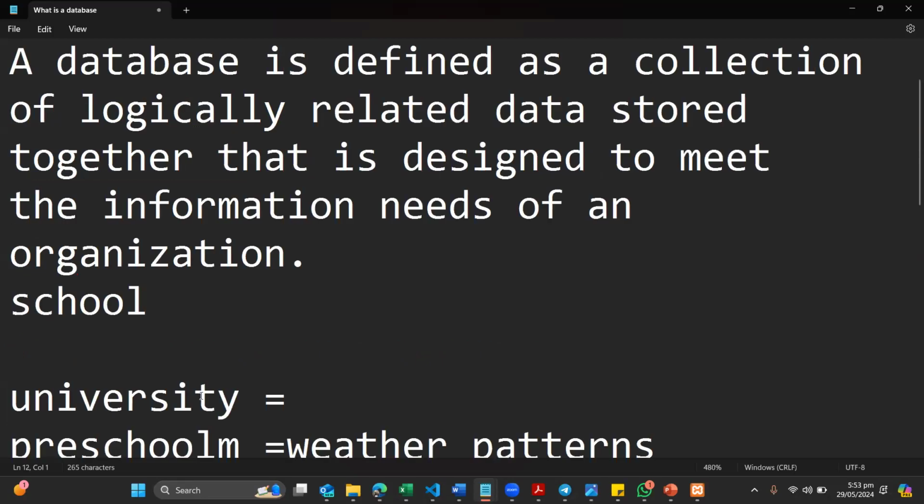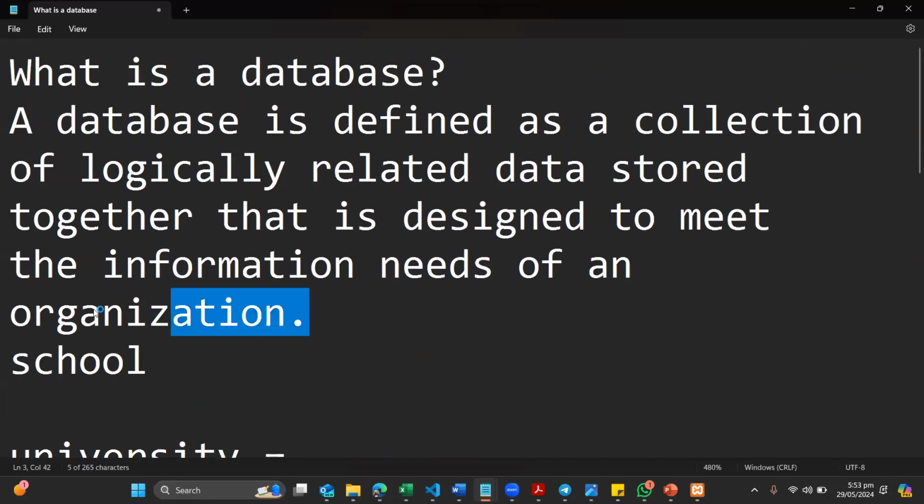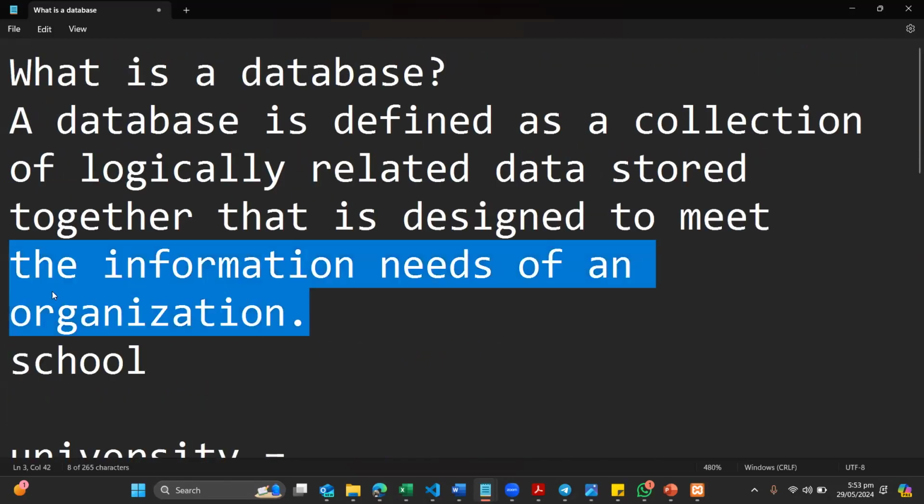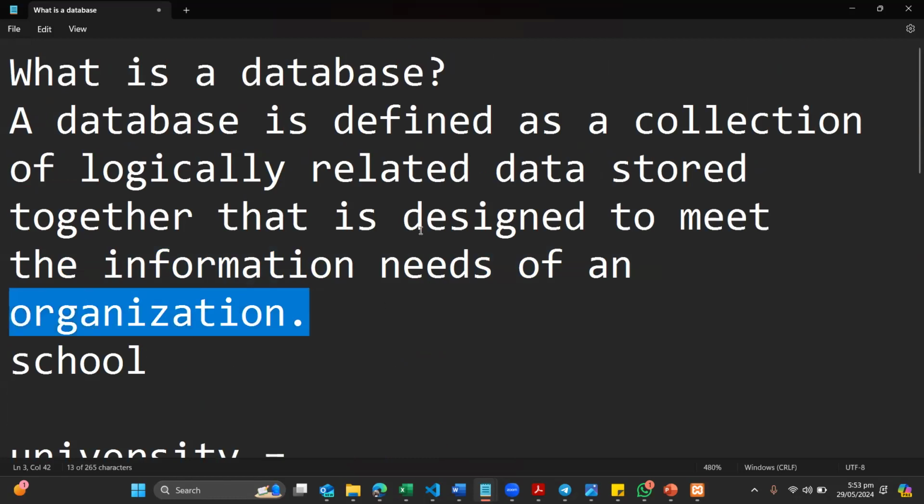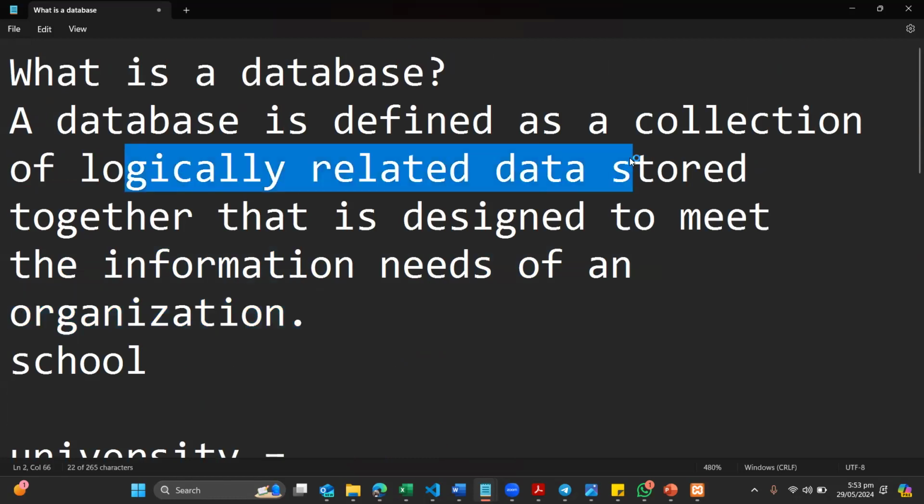That means that in this definition here, the organizational needs must be met. That means that the data you are collecting here must be logical to the organization. So if the information is not relevant to the organization, there is no need for it.